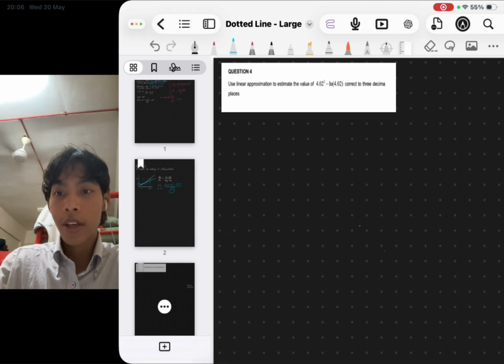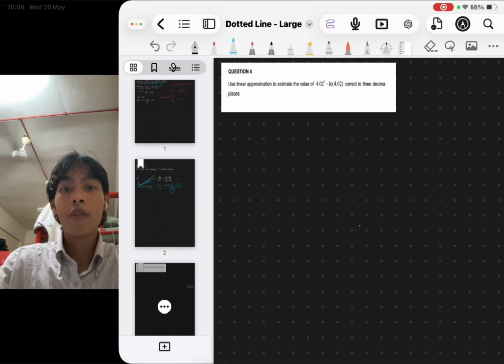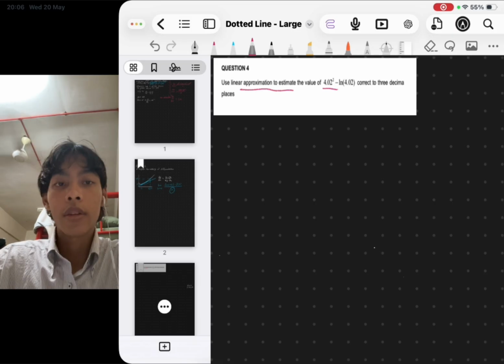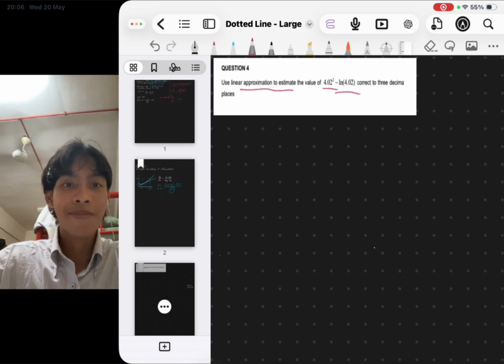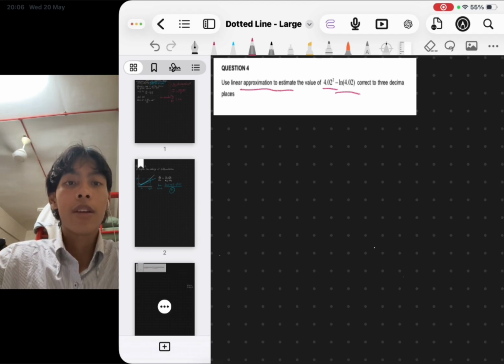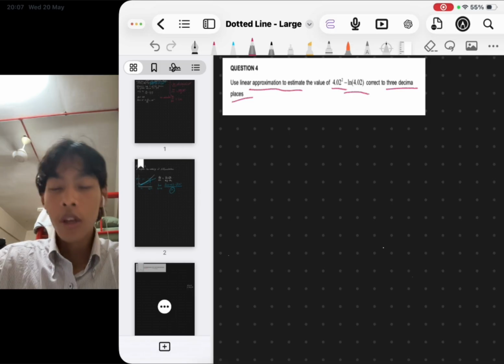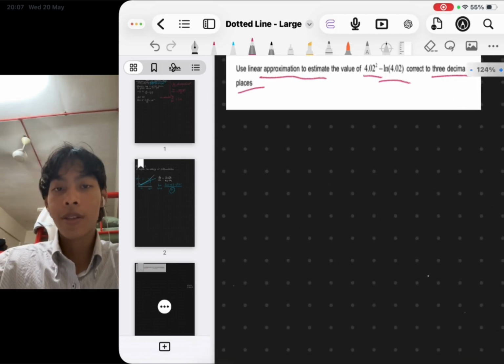I'll be finishing this presentation with my last part, question 4. So let's jump into it. Use linear approximation to estimate the value of 4.02 to the power of 2 minus ln 4.02, correct to 3 decimal places. So let's begin. There are multiple steps here.